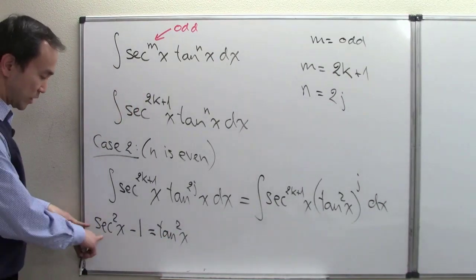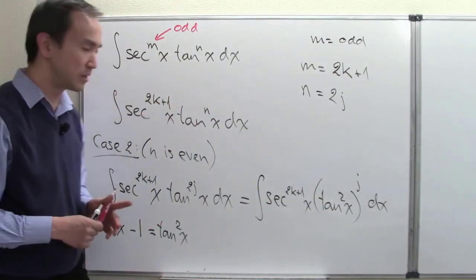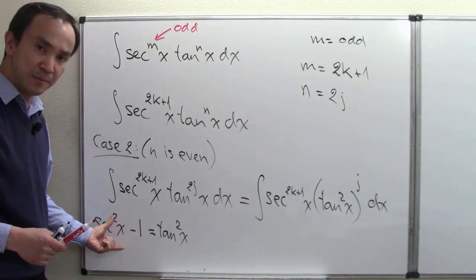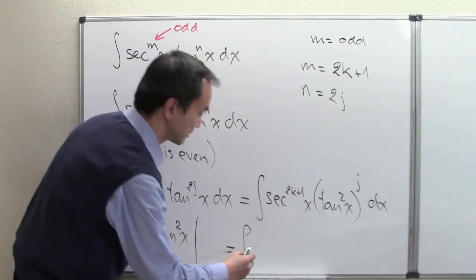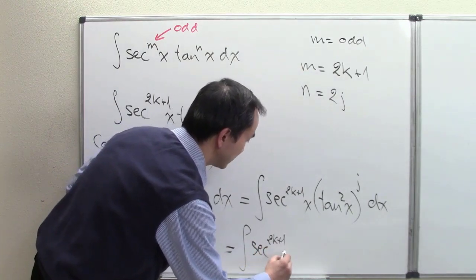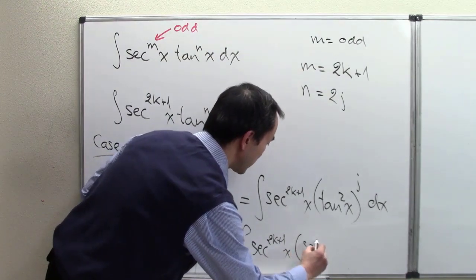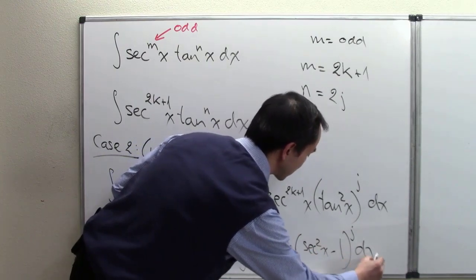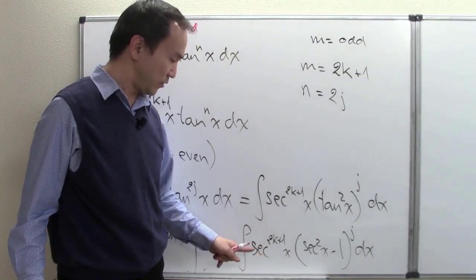So I am going to substitute that for my tangent squared of x that was already in parentheses here. The tangent squared will be substituted by secant squared minus 1. So the integral will now become secant to the power 2k plus 1 of x times, in parentheses, secant squared of x minus 1 to the power j dx.